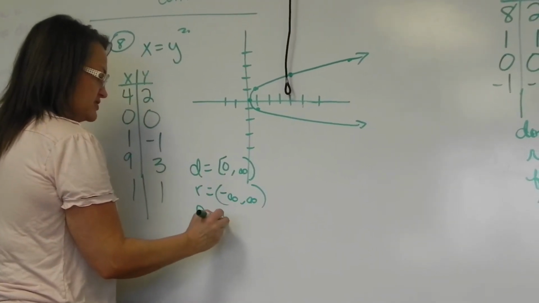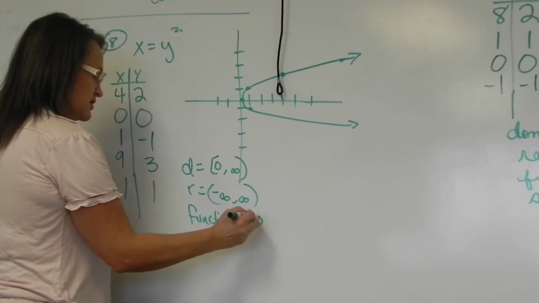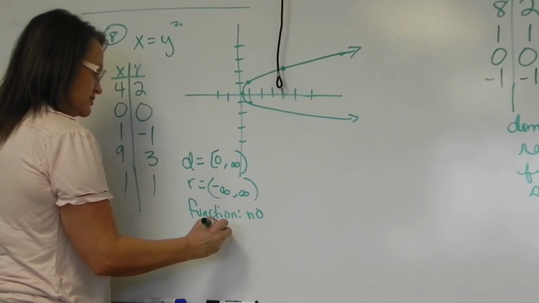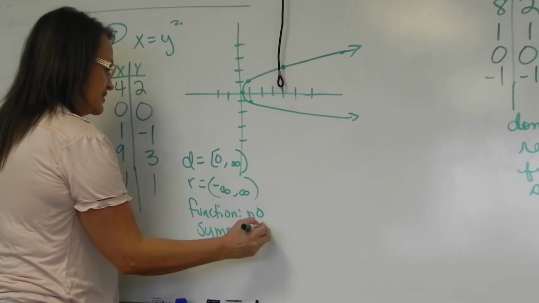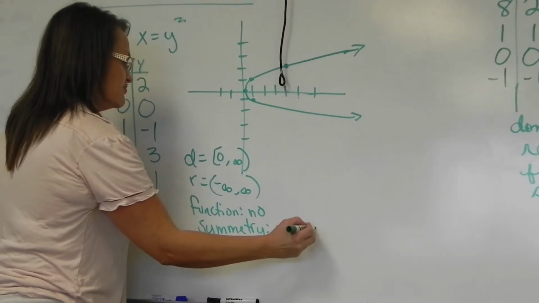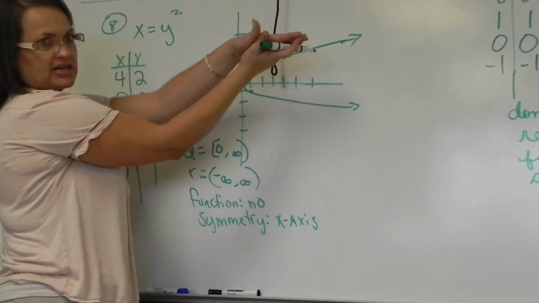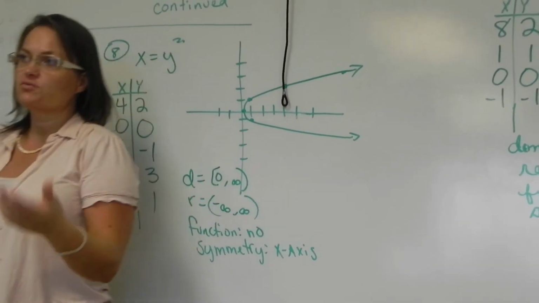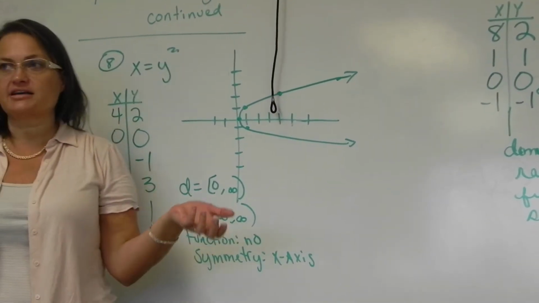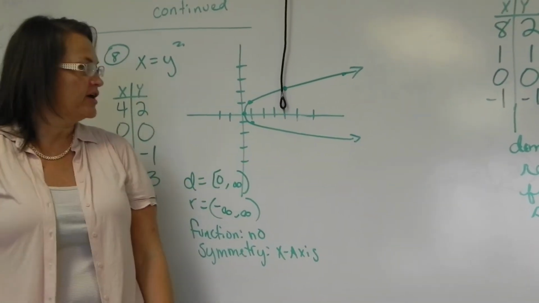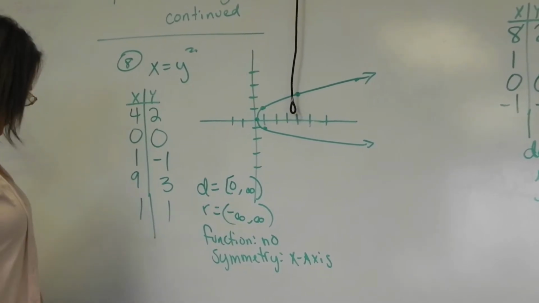Okay, we've already said it's not a function. How about symmetry? Definitely x-axis. This thing folds along the x-axis, matches up perfectly. So really anything that's symmetric with the x-axis is not going to be a function for that reason. All right, number 9.